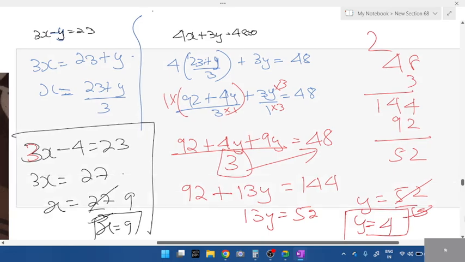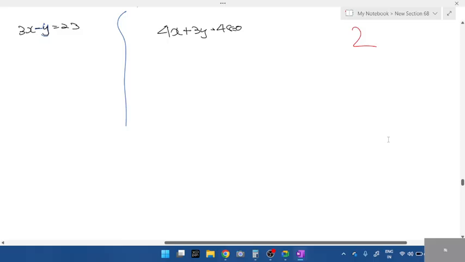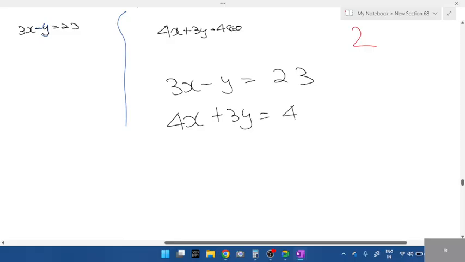The same question, we'll do with elimination now. See, elimination is very simple. What's the rule I told you? X should be first, right? However the equations are written, you rearrange. 3x minus y is 23. This is correct. Below, 4x plus 3y. Minus 48 goes to the other side, plus 48.